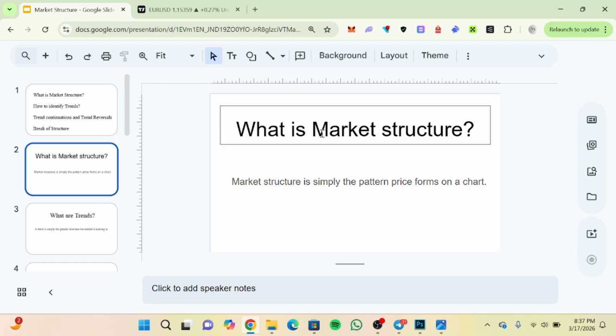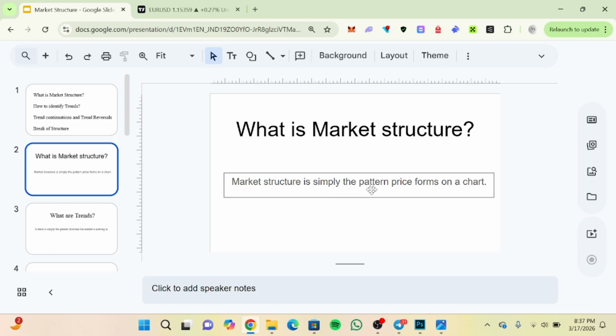Market structure is simply the pattern price forms on a chart. Now, when you open a chart, price is constantly moving, up, down, up again, down again, and these movements create a pattern of highs and lows. That pattern is what we call market structure.